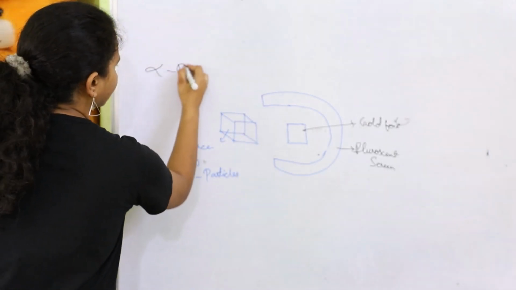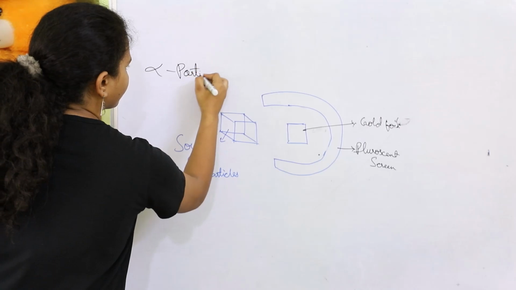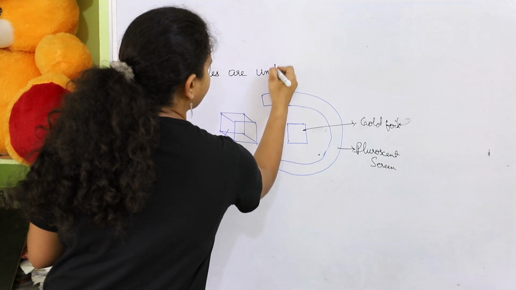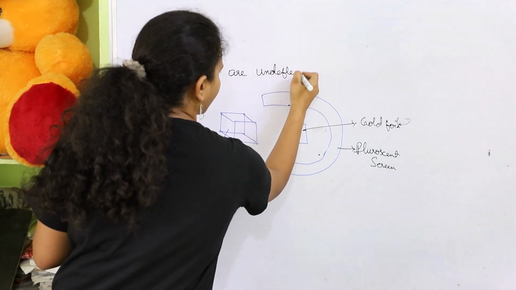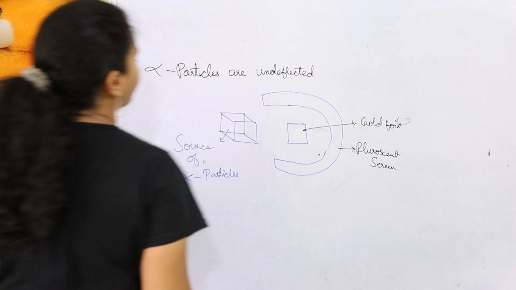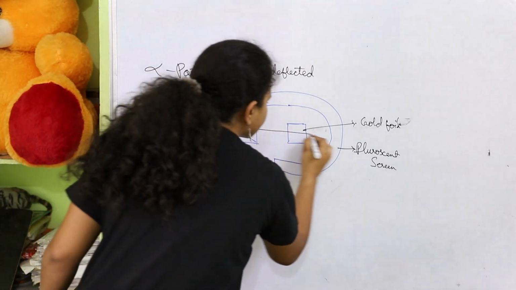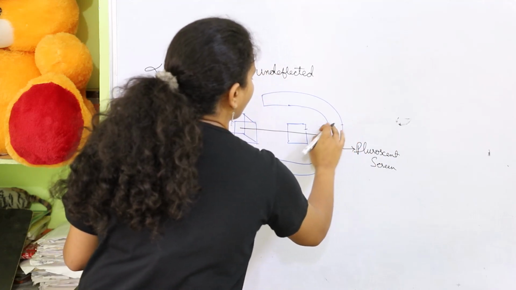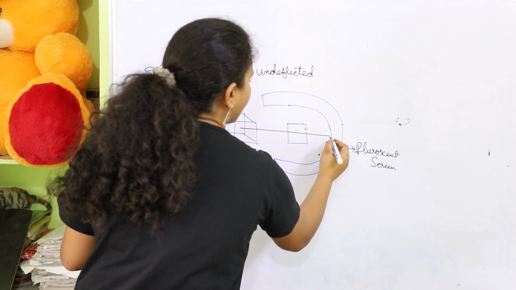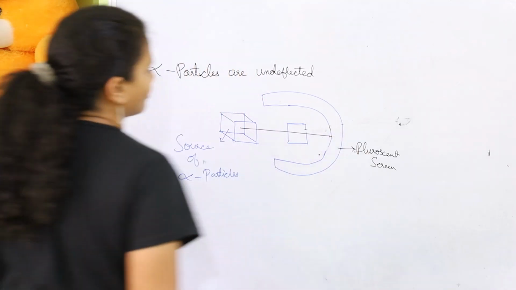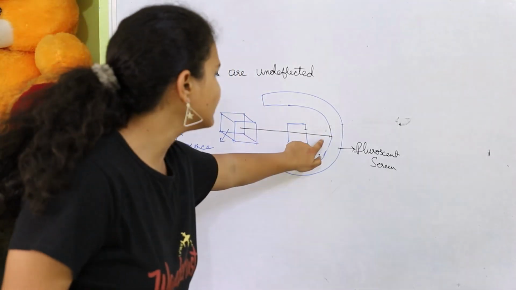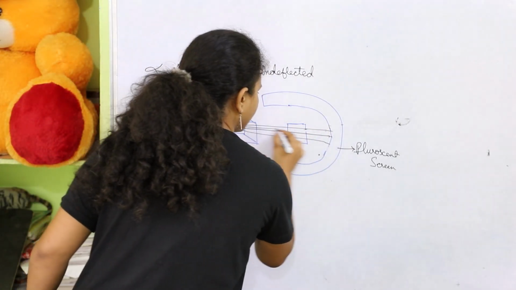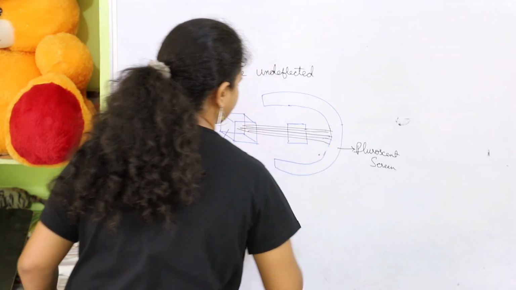Most of the alpha particles are undeflected. Undeflected means they went straight like this and appeared on this fluorescent screen. Most of the rays went through and fell on the fluorescent screen like this.